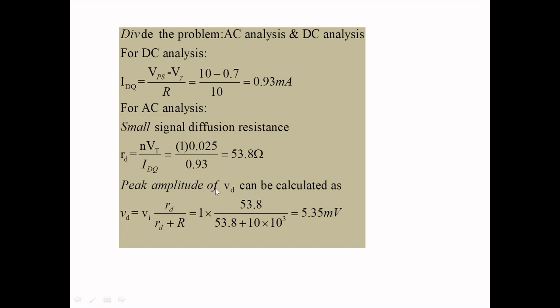To calculate the peak amplitude of VD, use this formula: VD equal to input voltage into small resistance divided by DC resistance plus small resistance. So 1 into 53.8 divided by 53.8 plus 10 into 10 to the 3. That gives 5.35 millivolt. This is the final answer for this problem. So we found the DC current, the small signal resistance, and the AC voltage also.